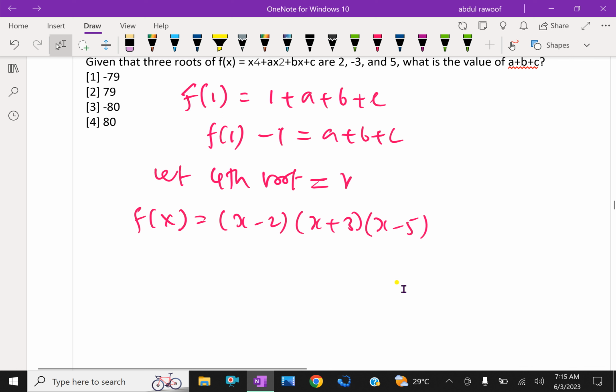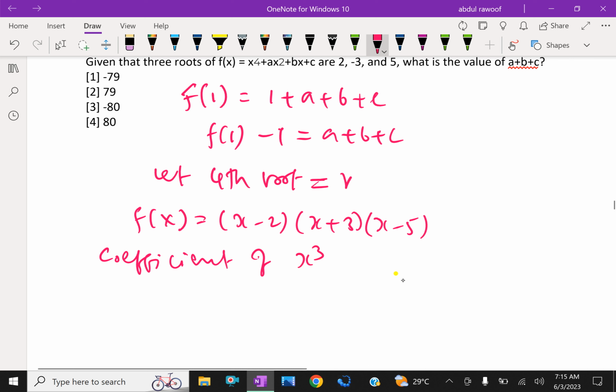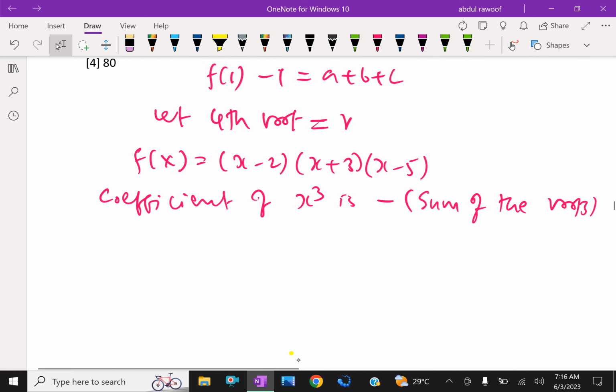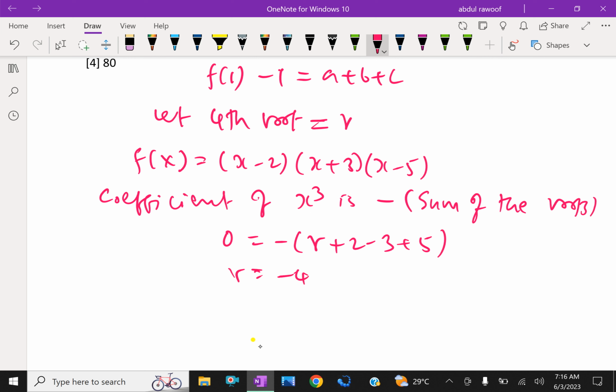Now, the coefficient of x cube is minus the sum of the roots. Here, the coefficient of x cube is 0, because the x cube term is not there. So 0 equals minus the sum of the roots: r is the fourth root, then 2 minus 3 plus 5. These are the roots given. Therefore, from this, we get r equal to minus 4. We got that the fourth root is minus 4.